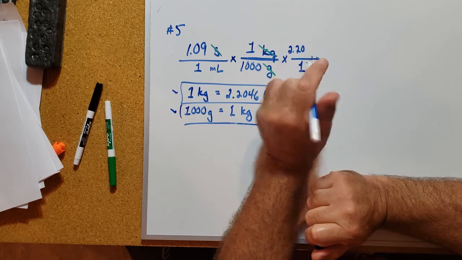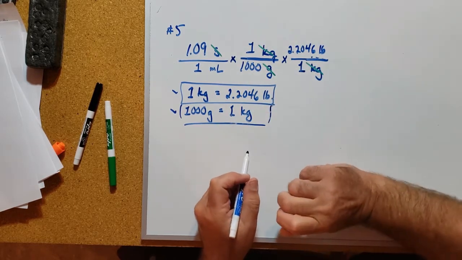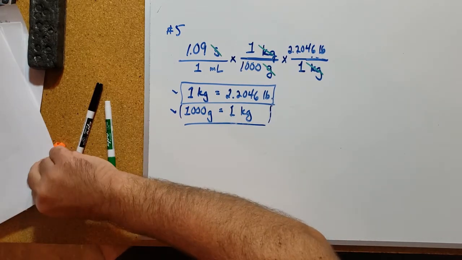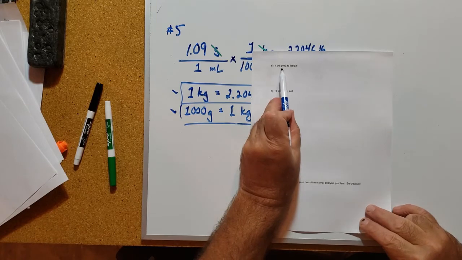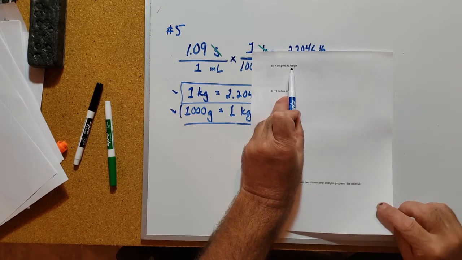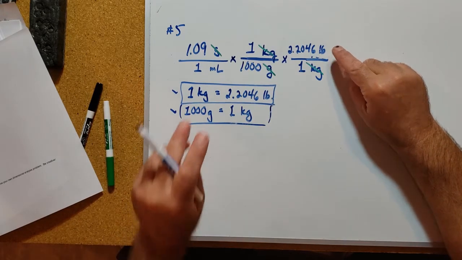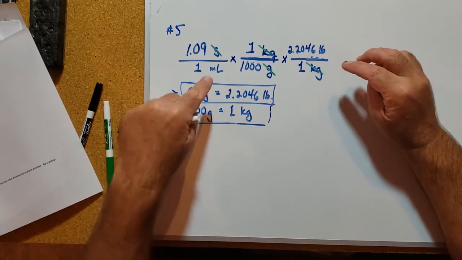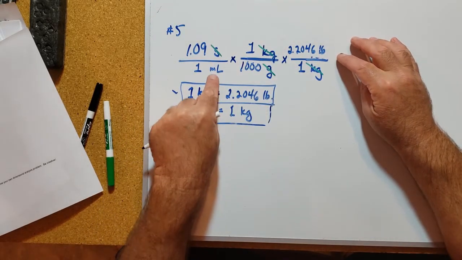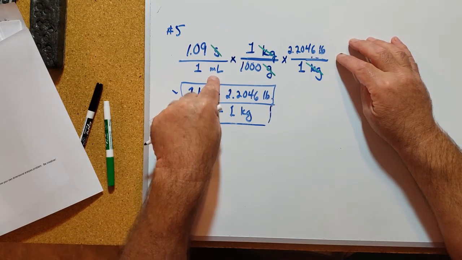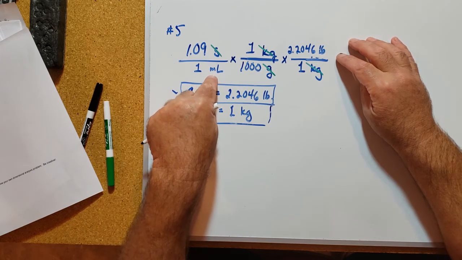2.2046 pounds goes on top. All right. Now, when you go back and look at problem number 5, we're asked to go from grams to pounds on top, as I explained earlier. And we have pounds on top now. So we're done with the first bit of this, and that is the mass measurement has been converted from grams to pounds. Now we have to go after the volume part of it. The milliliters have to be converted to gallons.